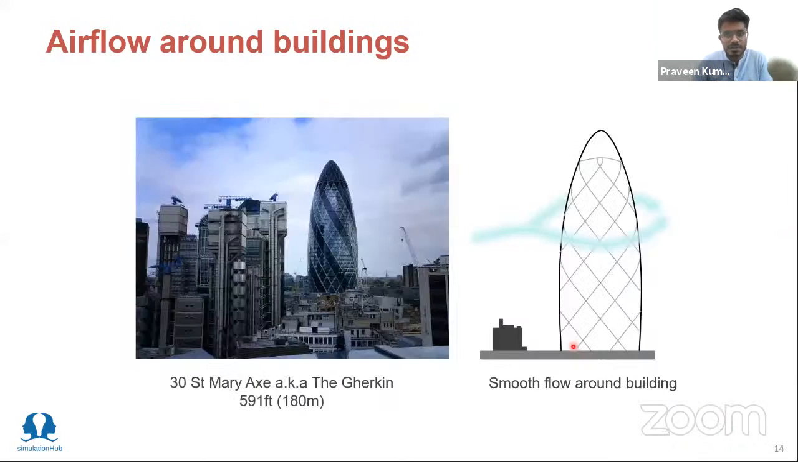So in the same city, we look at another building, which is smoothly shaped and where there are no downwash effects. Even in the prevailing wind direction, the wind just flows around the building. It has a smooth flow, where there are no such complaints or dramatic wind effects at the pedestrian level.